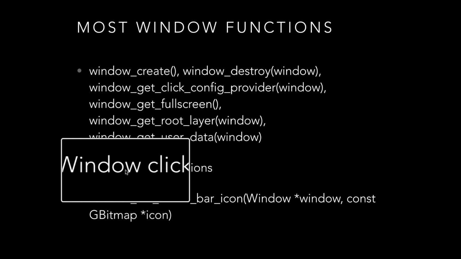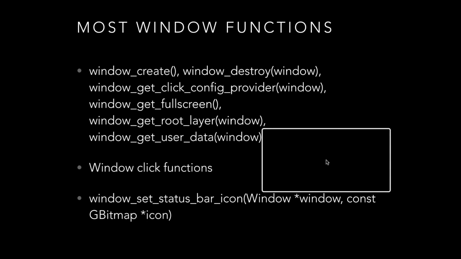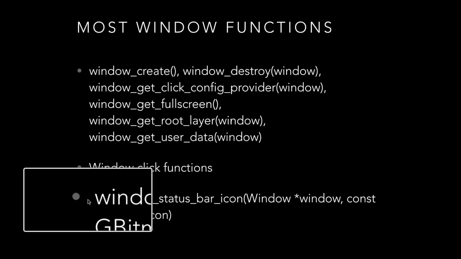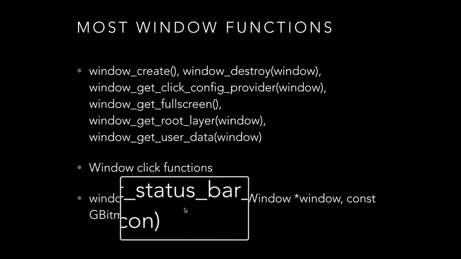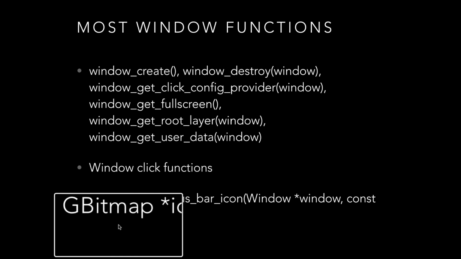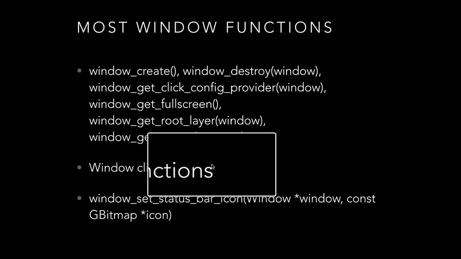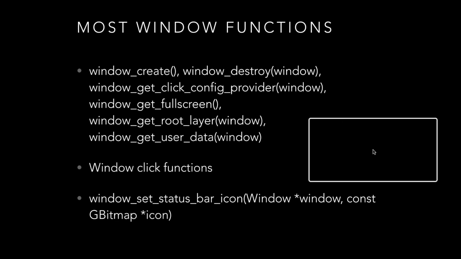Then there are also window click functions, which there are too many of to fit in here. So, window set click config provider, window multi-click subscribe, single click subscribe, etc. We've already gone over a multitude of those in previous tutorials. And lastly, window set status bar icon. You pass in your window and your gbitmap, which we went over in another tutorial, I think maybe tutorial 5 or 6. And this simply sets your status bar icon. Just like when you're in the music app or the settings app, you can see a little icon in the top left corner.